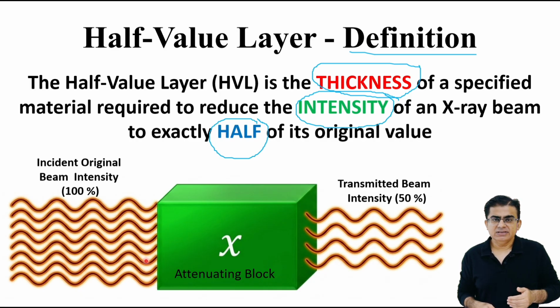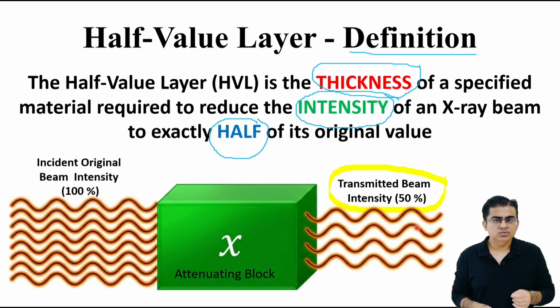It then successfully passes through the exact thickness of this block. This specific physical thickness of the block is represented by the mathematical letter X. Suppose exactly 4 X-ray photons come out of the block. The remaining 4 are attenuated within the block. That means when the beam finally exits on the right side, the transmitted beam intensity is exactly 50%. I want you to pay very close attention to 2 specific words in this clinical definition.